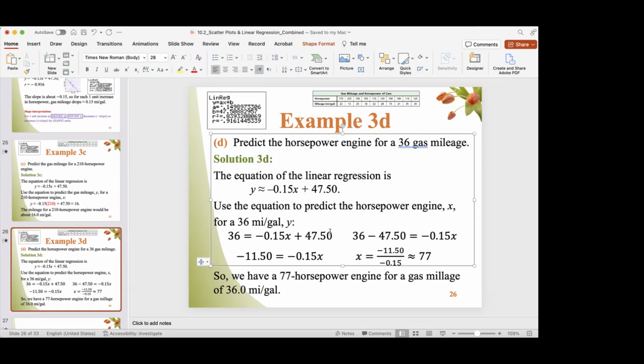So after you have your equation Y equal to AX plus B, you can do prediction. If I give you X, you can predict Y, or if I give you Y, you can predict X, like part C and D. Okay, I understand now. Okay, good.